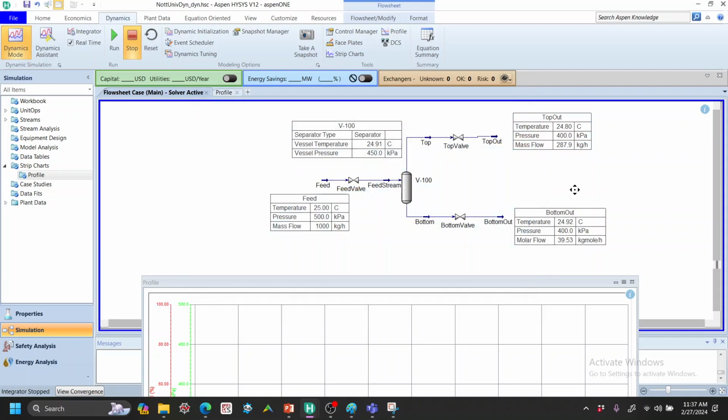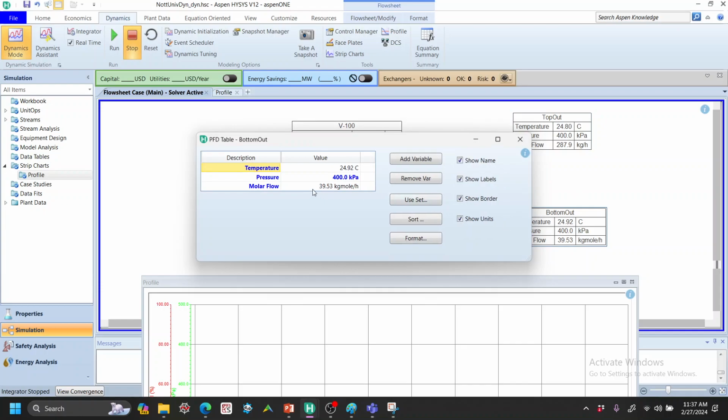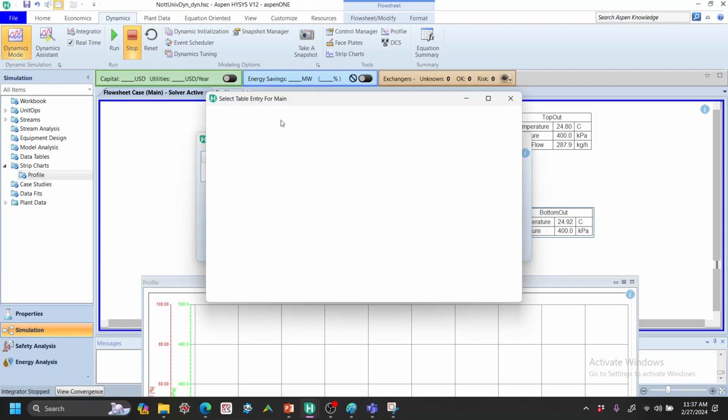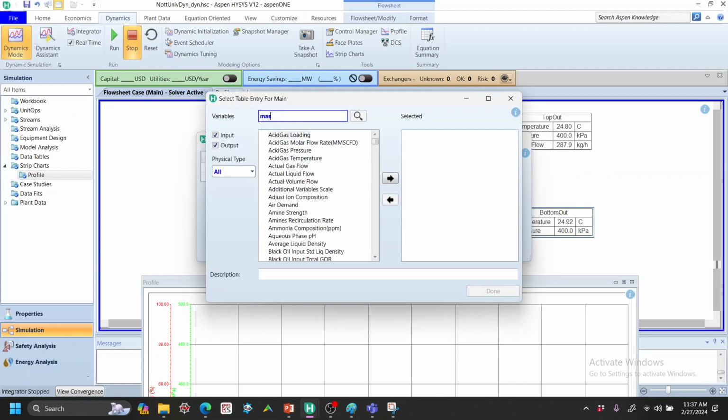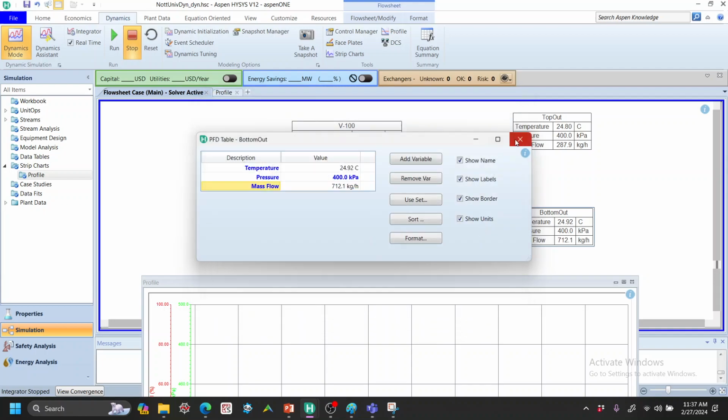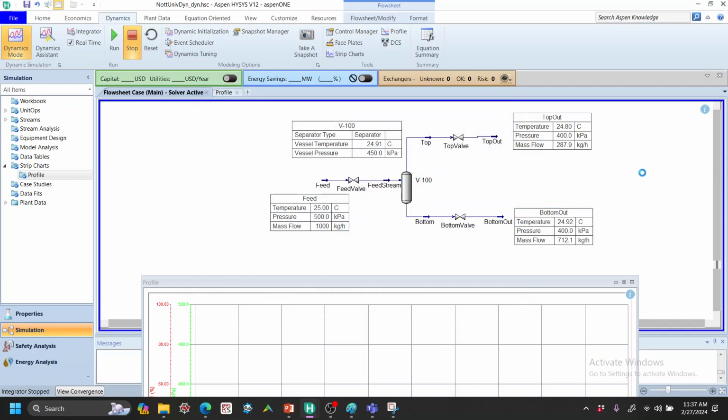Molar flow doesn't mean anything unless in reactions. Mass flow. Okay, so we have the flow rate, we have some numbers.